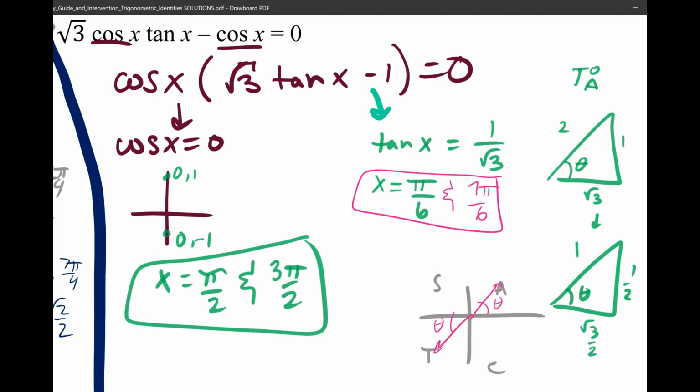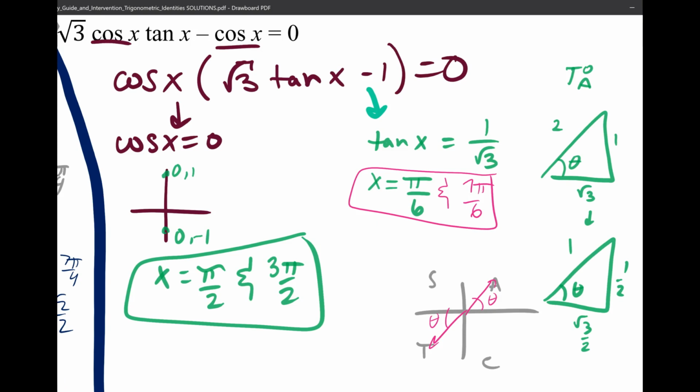I set cosine x equal to 0 and try to figure out where cosine is equal to 0. I notice on my unit circle it's going to be pi over 2 and 3 pi over 2. Those are the only places cosine of x is equal to 0. And then I'm going to set square root of 3 tangent x minus 1 equal to 0. So I add 1 on both sides and then divide by square root of 3, so tangent of x is equal to 1 over square root of 3.